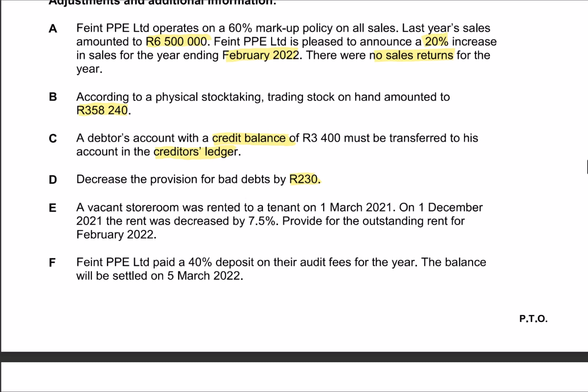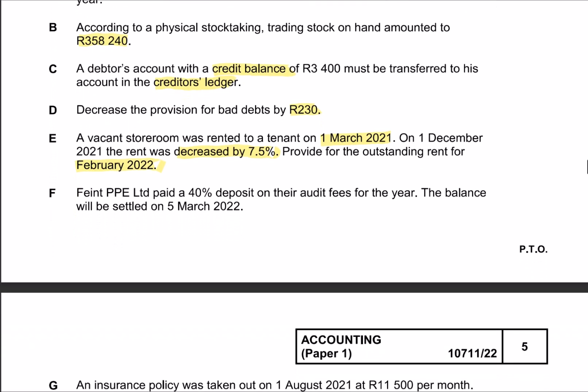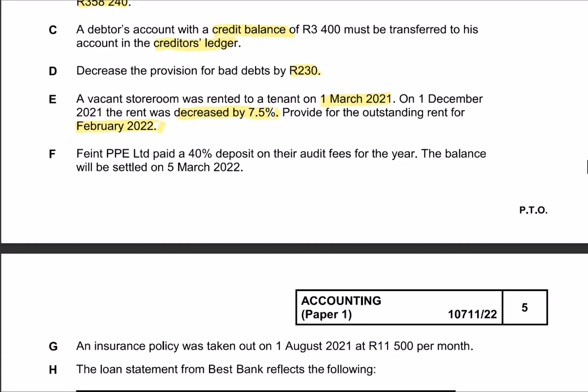A vacant storeroom was rented to a tenant on 1 March 2021. So that's the previous year. On 1 December 2021, the rent was decreased by 7.5%. Provide for the outstanding rent for February. Normally we deal with the rent being increased. In this particular instance, the rent was decreased, so you just have to pay attention to the question. Feint PPE paid a 40% deposit on their audit fees for the year. So they paid a 40% deposit.